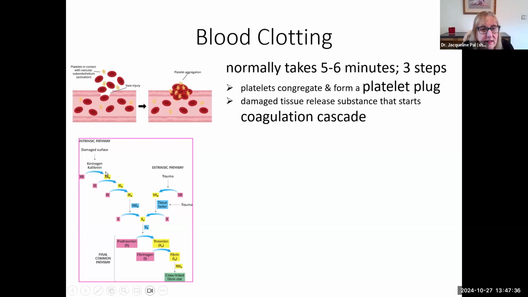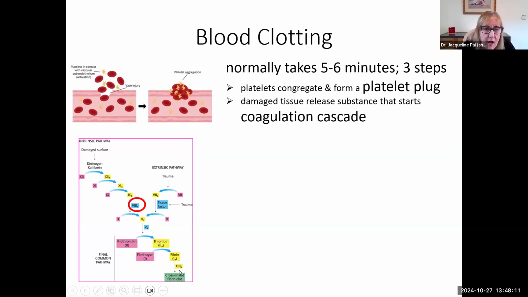Factor 12, when it's activated, activates factor 11. When it's activated, activates factor 9, et cetera, et cetera, et cetera. And there's actually several different ways that we can activate this coagulation cascade, this group of proteins that gets activated. But no matter how you get activating it, there's this common final pathway. I do want to point out this one factor right here. It's called factor 8 because I'm going to be talking about it on the next slide.